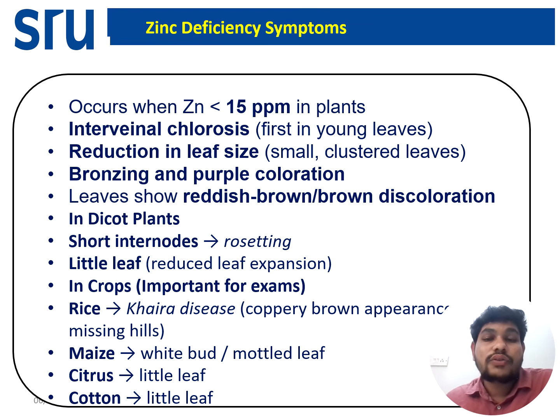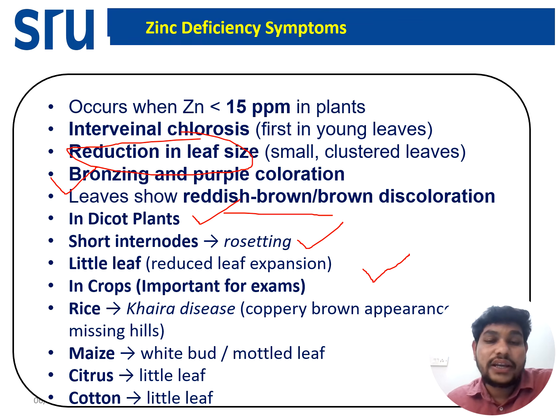Due to deficiency there is a reduction of the leaf size, then it is converted into browning and followed by reddish and brown discoloration on the leaves. Then if you see the dicot plant, we will see rosetting. Rosetting is a short internode distance. Then the reduction of the leaf area is called little leaf.